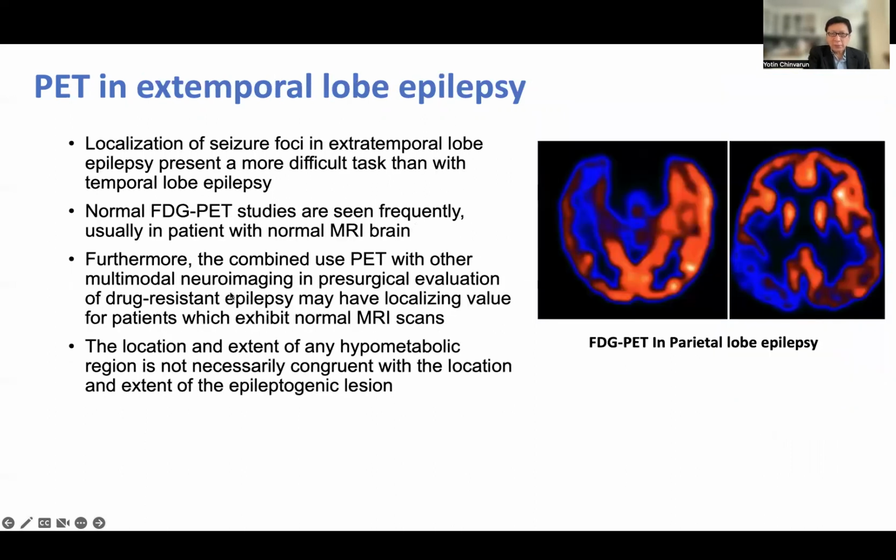How about PET in extratemporal epilepsy? Localization of seizure foci in extratemporal epilepsy presents a more difficult task than in temporal epilepsy. Normal FDG PET studies are seen frequently, usually in patients with normal MRI scan. Furthermore, combined use of PET with other multimodal imaging may help to localize the focus for patients who exhibit a normal MRI scan. The location and extent of the hypometabolic lesion is not necessarily congruent with the epileptic lesion and can extend beyond it. For example, this one has parietal epilepsy. The extent of hypometabolism extends from the parietal to the neocortical temporal area.